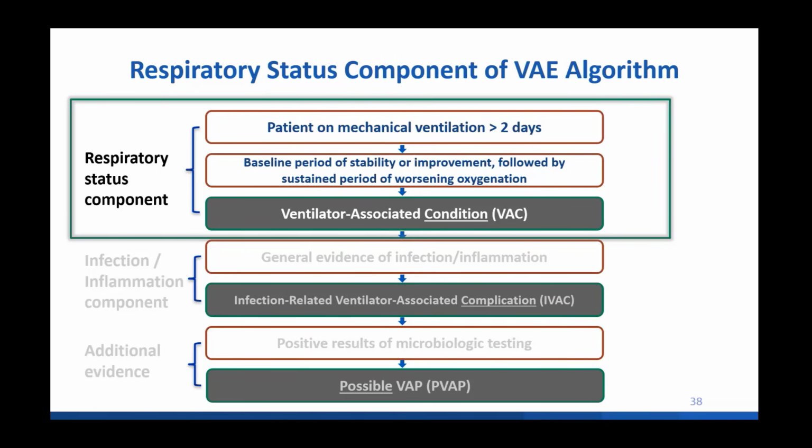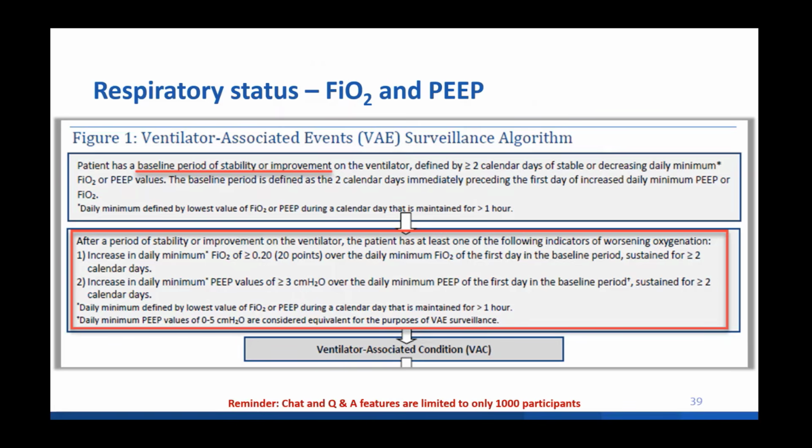Let's discuss the respiratory status component in greater detail. In order to meet VAC, the patient must be mechanically ventilated for at least 2 calendar days and have a baseline period of stability or improvement that is followed by a sustained period of worsening oxygenation. And this is how VAC criteria are met as it appears in the VAE algorithm. There must be evidence of respiratory deterioration, which we'll define in the next few slides.